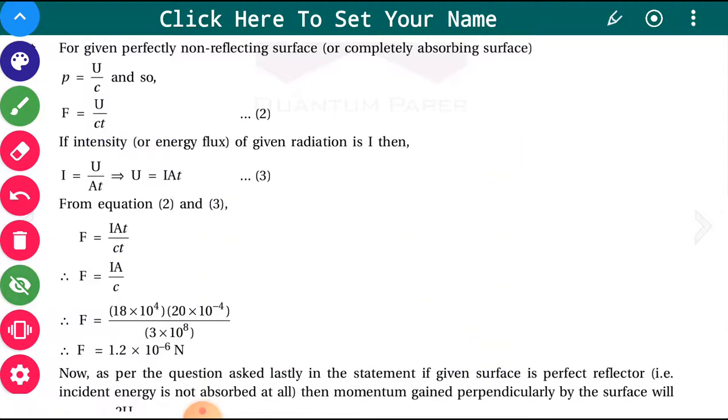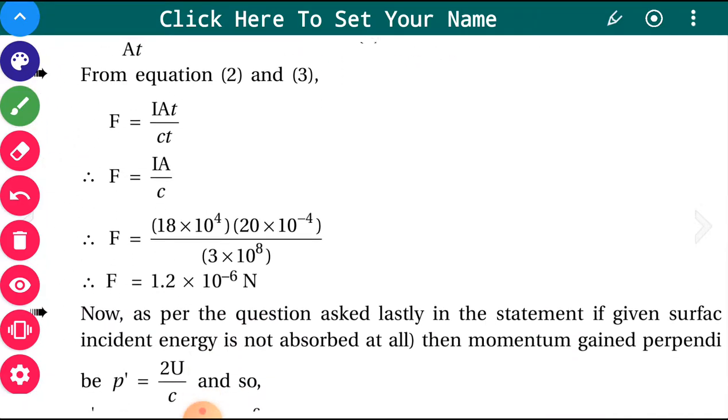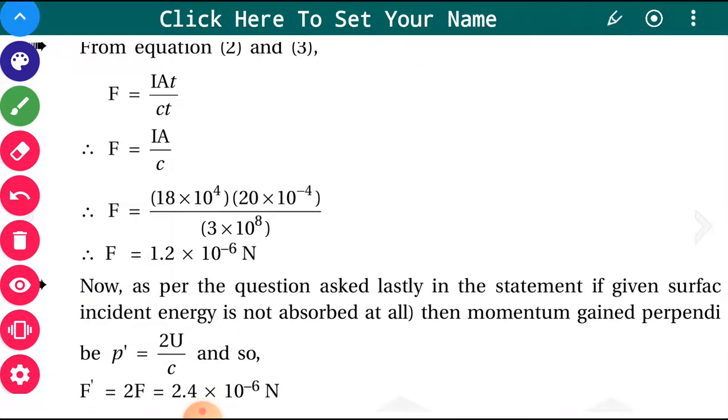So it is very easy to understand. Now I, the intensity, is given, and the area is given, and the speed of light, as you know, is 3 into 10 raised to 8 meter per second. If you substitute these values here, then the value of force exerted you will get is 1.2 into 10 to the power minus 6.